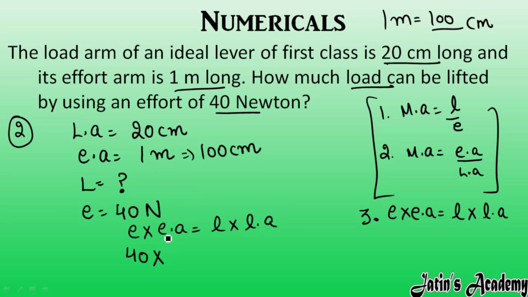Fine. Effort arm is given what? 100 is equal to load, which we have to calculate, multiply load arm is given 20. So as we have to calculate load, we have to take this 20 to that side. 20 is in multiply, that side it will go in divide. So here we will see 40 multiply 100 is equal to load.